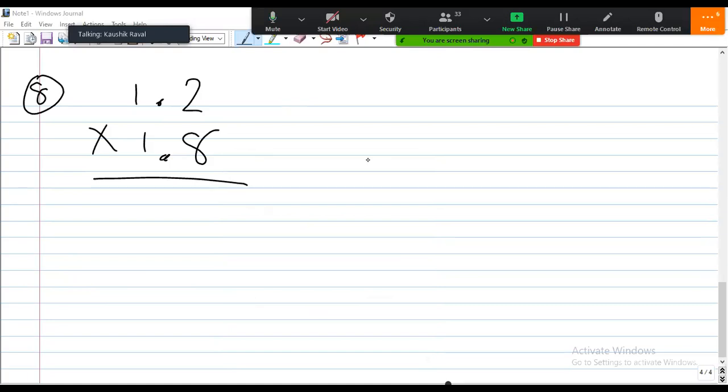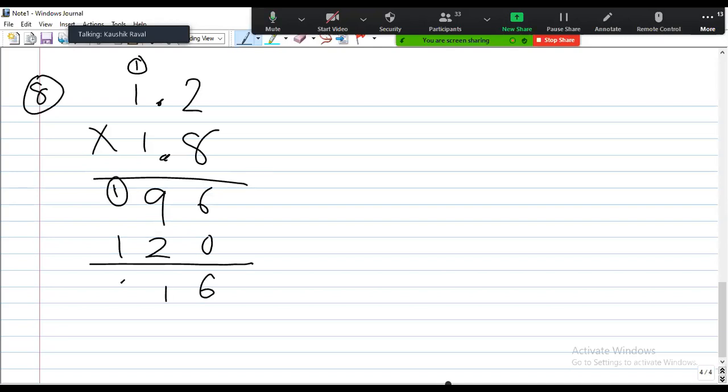So what do we do? First of all, we will start with 8. 8 twos are 16. 1 carried over. 8 ones are 8. 8 plus 1, 9. Then we put 0, and multiplying by 1 is not going to be a problem, right? So 6 plus 0 is 6. 9 plus 2, 11. 1 carried over. 1 plus 1, 2. Now we have to count the number of decimal points. Here there are 2, right? So we will have to count 2 digits. So 1 and 2, and so the answer will be 2.16.